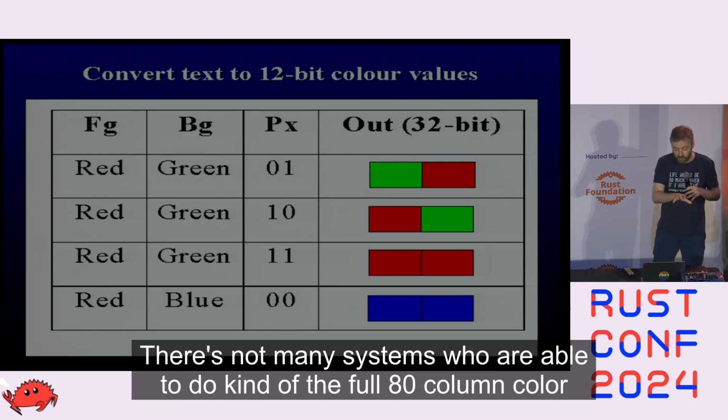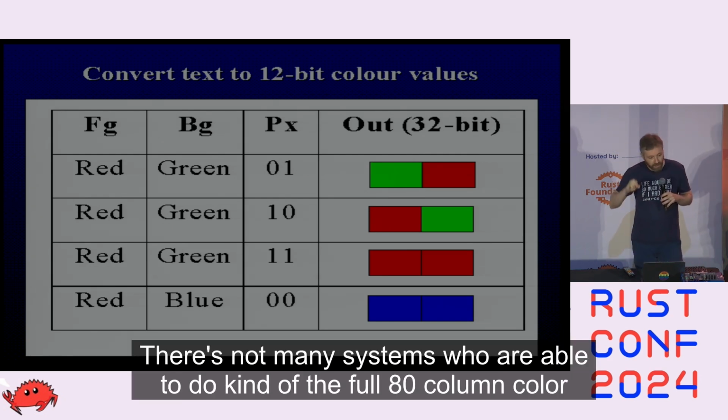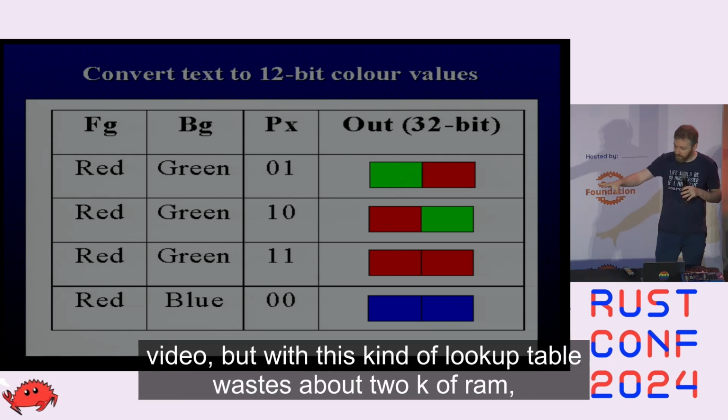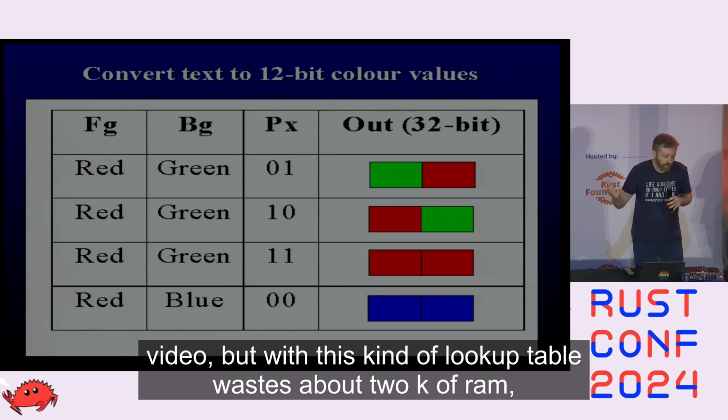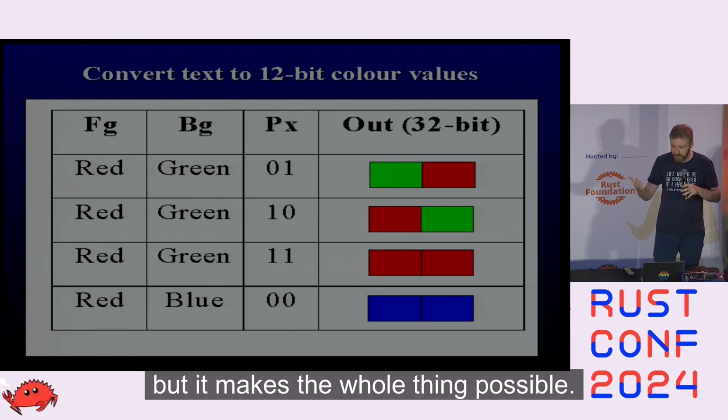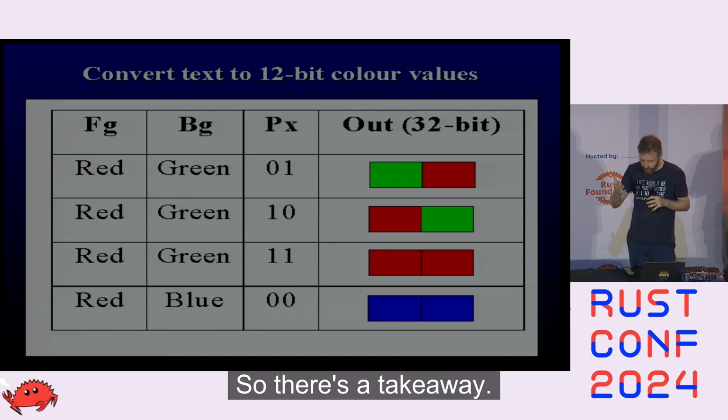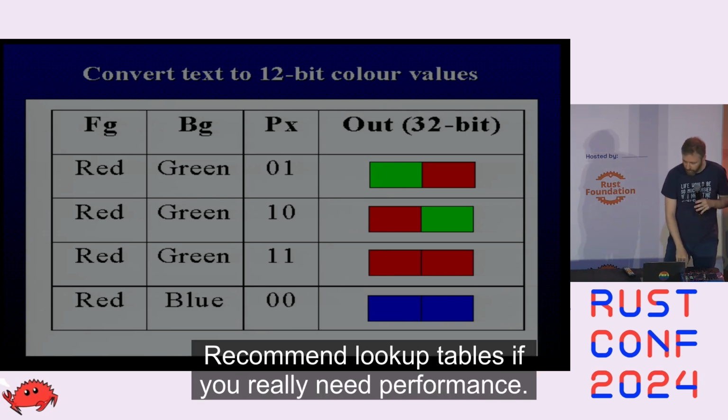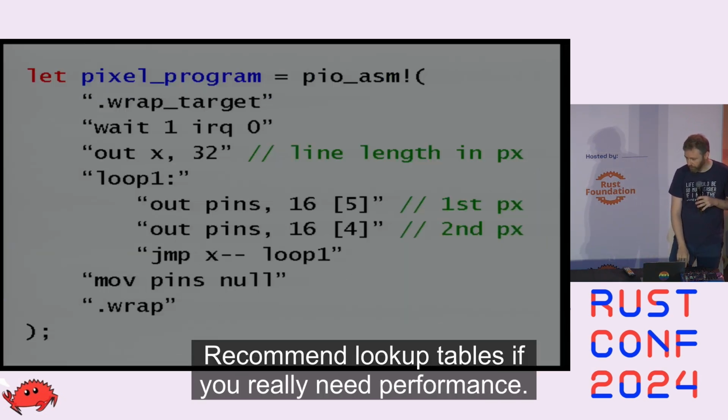There's not many systems who are able to do the full 80-column color video, but with this kind of lookup table, which wastes about 2K of RAM, it makes the whole thing possible. So there's a takeaway. Recommend lookup tables if you really need performance.